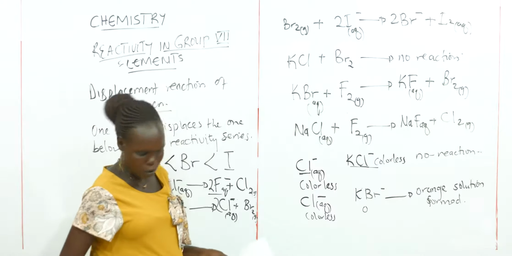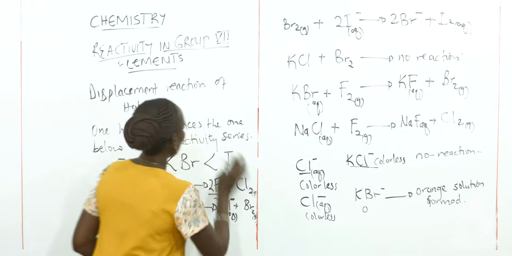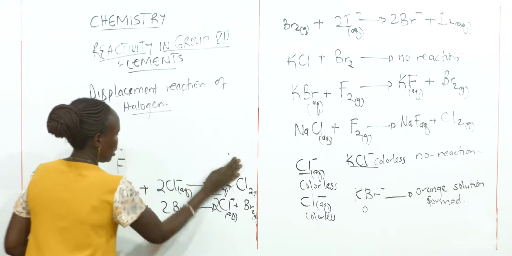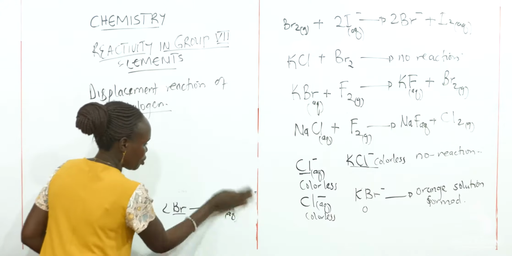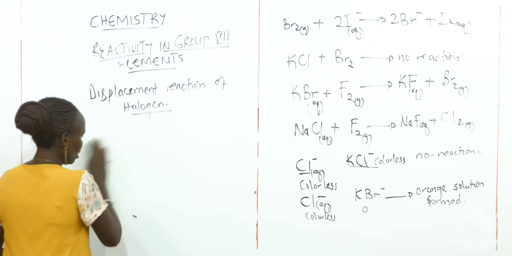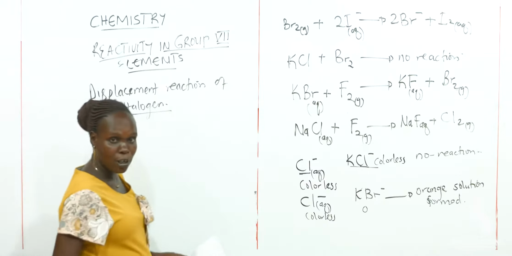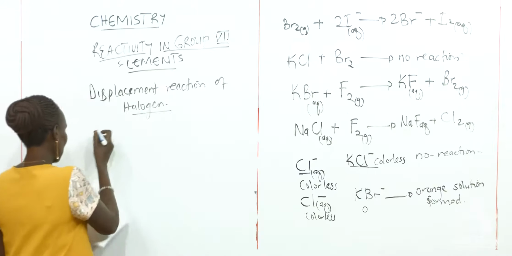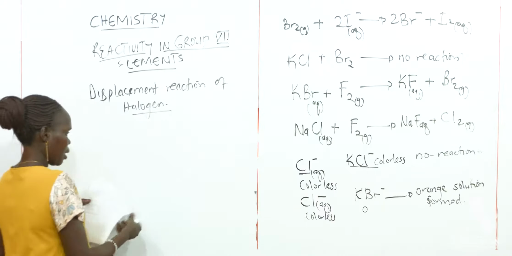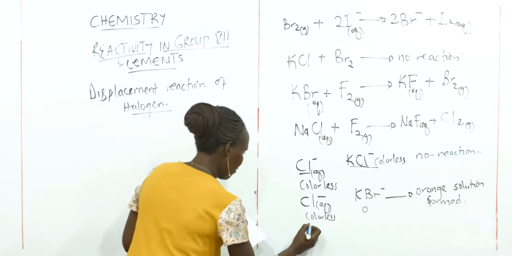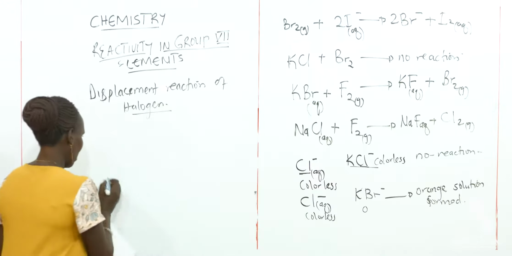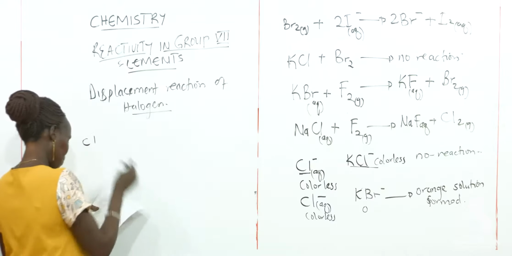We are going to see also, as we move to the reaction of other salts with the halogens, that when bromine water, let me say here we have chlorine, chlorine water.